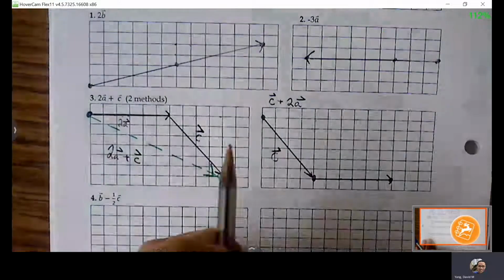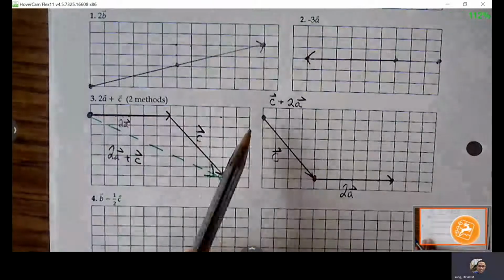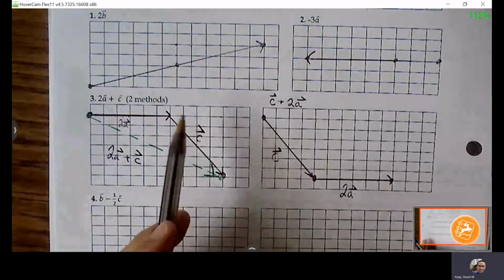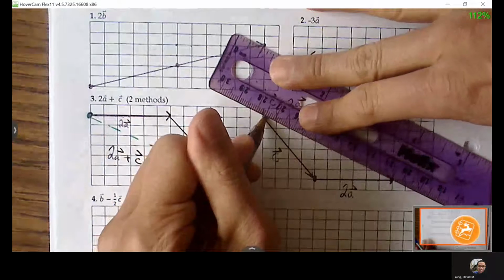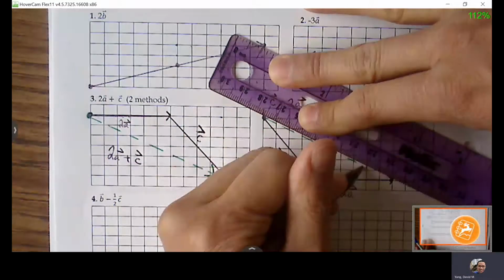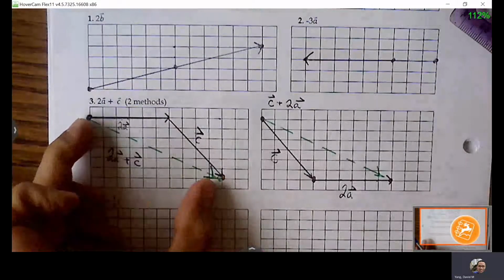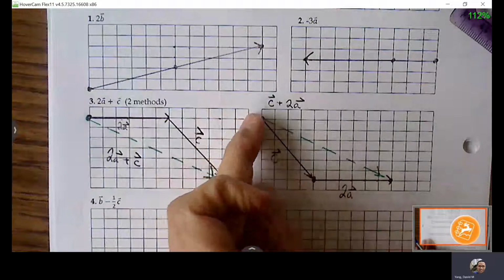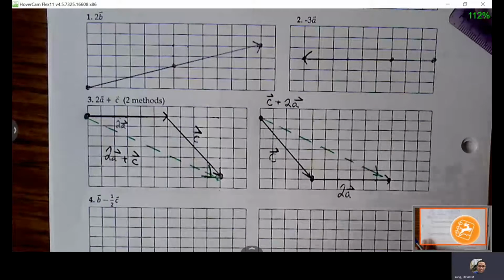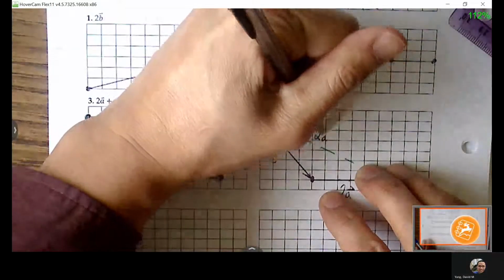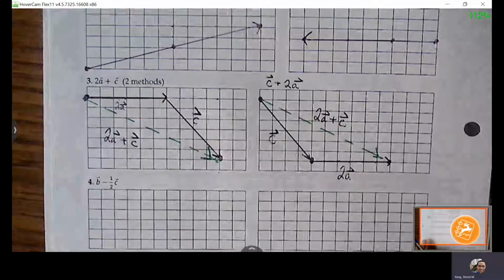Okay, the resultant vector starts at our initial point and ends at the terminal point there. So we end up with the same resultant vector. If I were to take this and overlap it, I'm going to get the same length and also the same direction. All right, or C plus 2A, same thing.